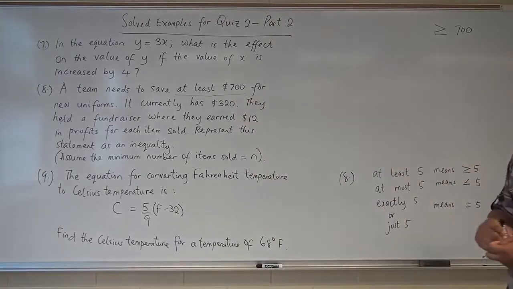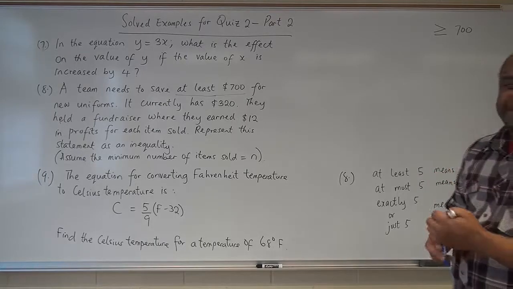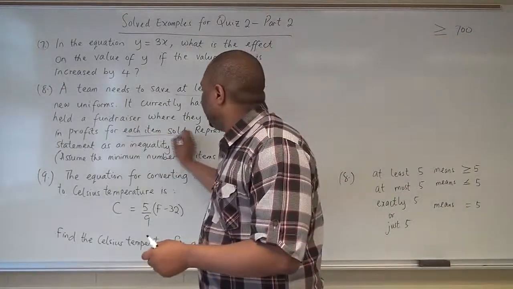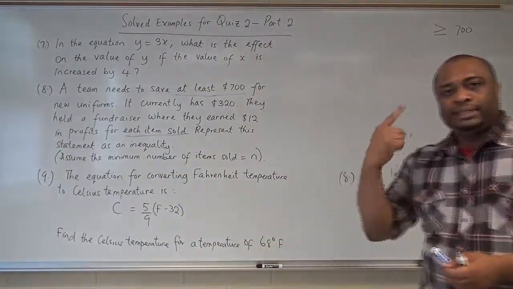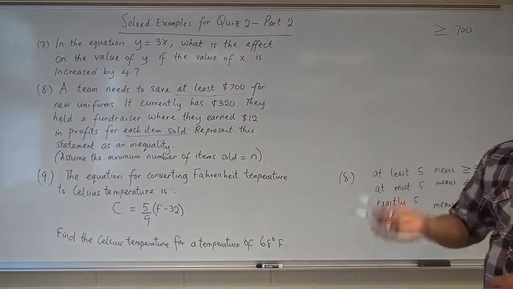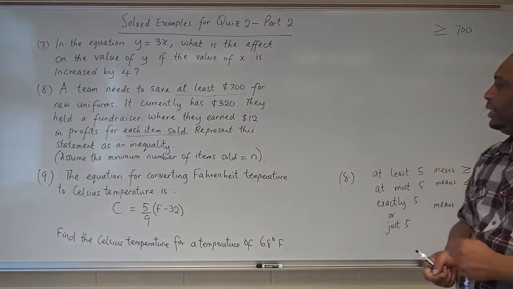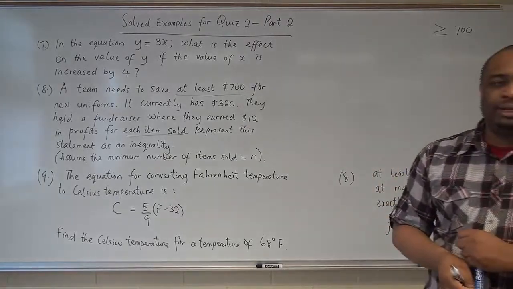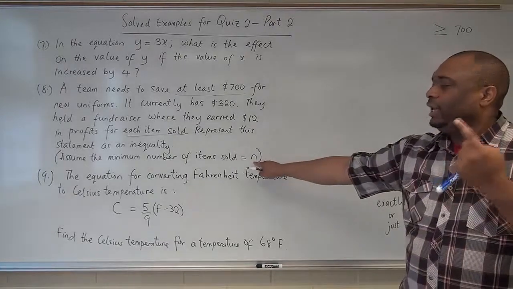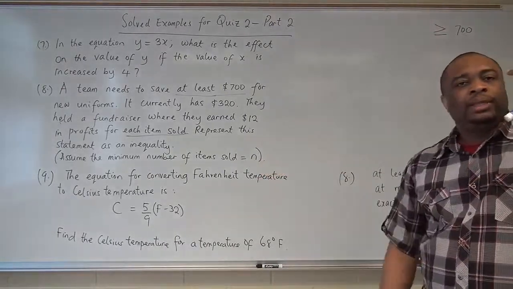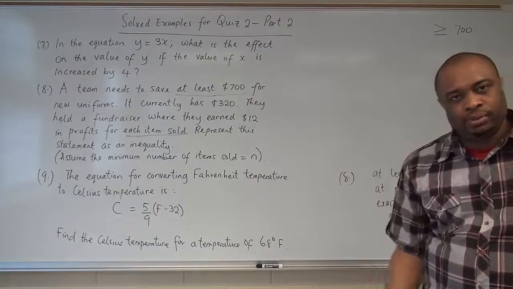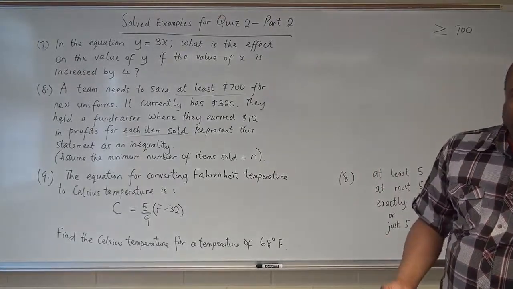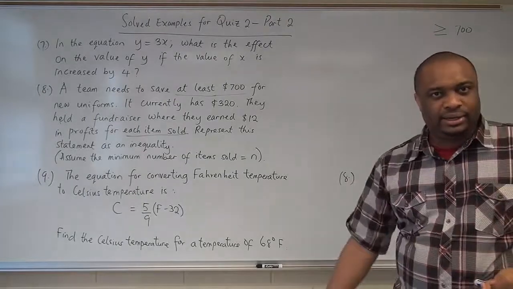Then, right now they have $320. And in the fundraiser they earn $12 in profit for each item sold. So which means each item they sold earns $12, right? We don't know how many items they sold, but we can find out. If they sold 1 item, they had $12. If they sold 2 items, they had 2 times 12, $24. If they sold 3 items, they had 3 times 12, $36.